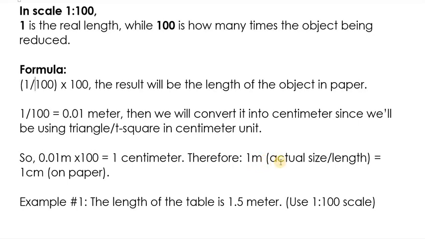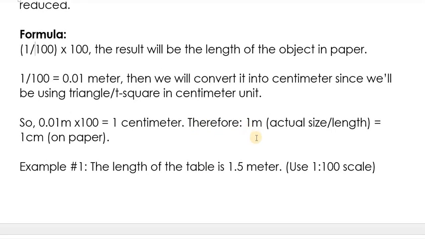So 1 meter, the actual length of the object, is equivalent to 1 centimeter on paper. Okay? So isa ka metro nga object, ang isa ka metro dili na siya masulod sa imong drawing paper. Ngano man, ang imong drawing paper is only wala ra gani na nagkatunga sa metro, di ba? So that's why we convert it into centimeter, we use the multiplier 100. So therefore, since the object is now being reduced 100 times, ang length sa object sa imuhang papel will be 1 centimeter na.